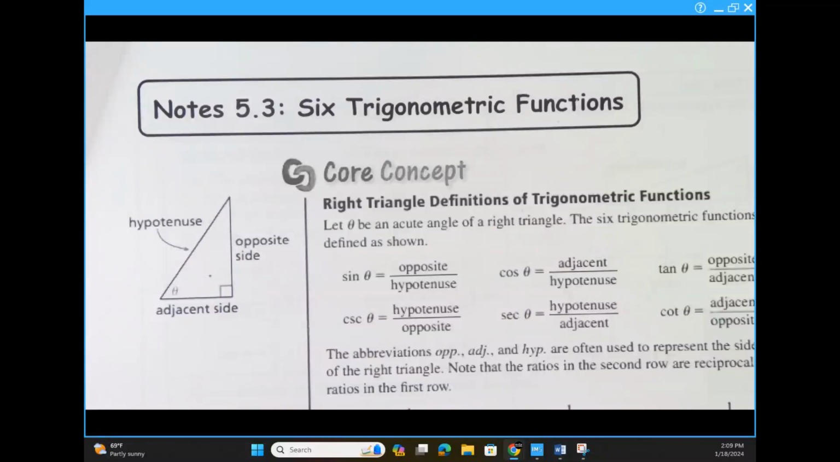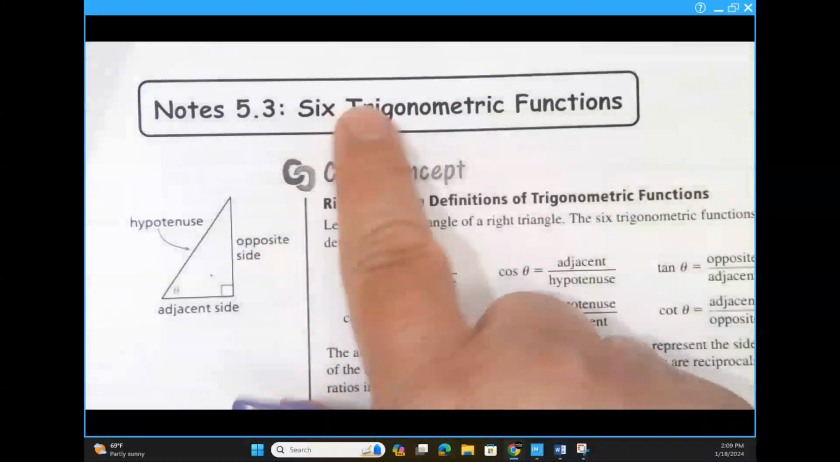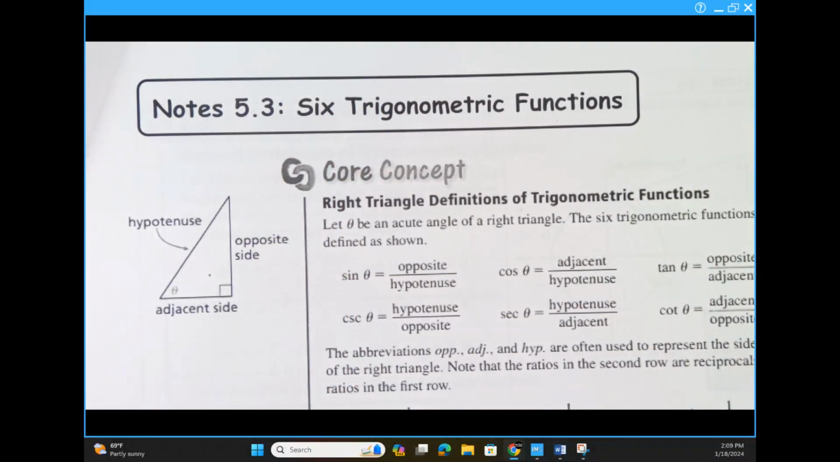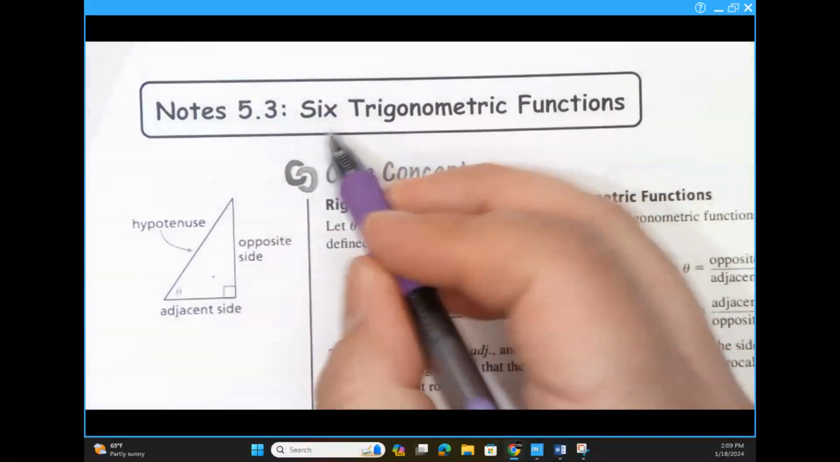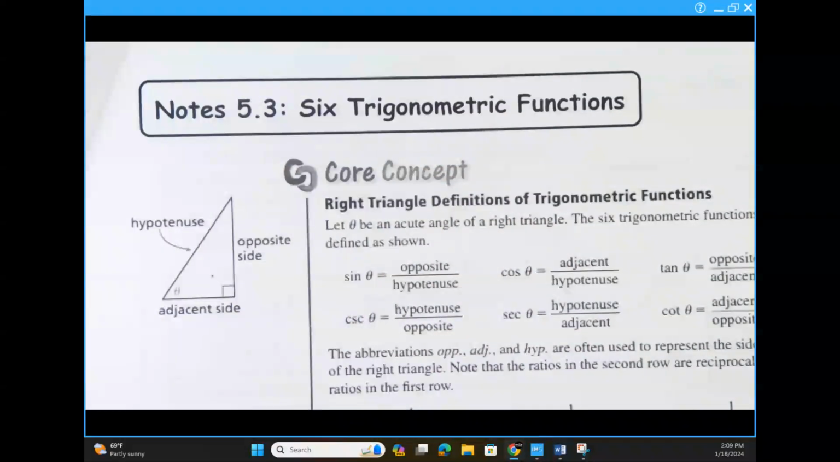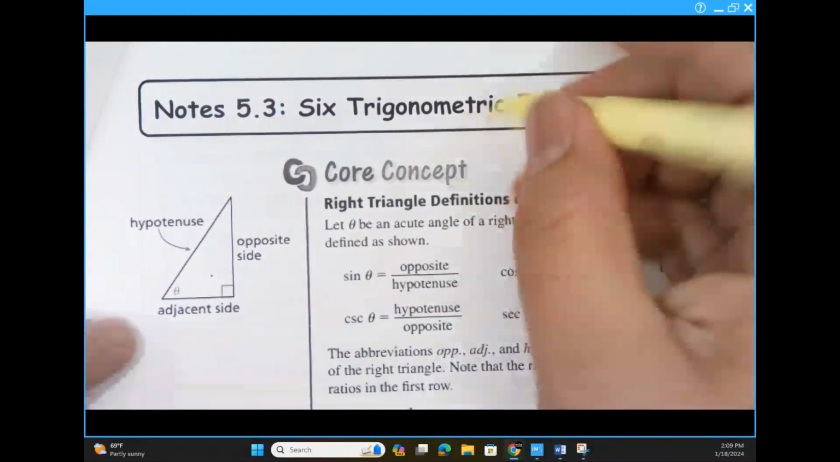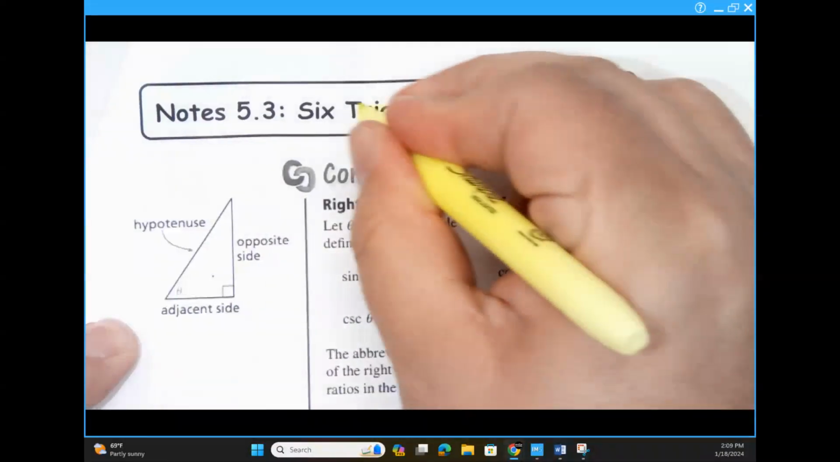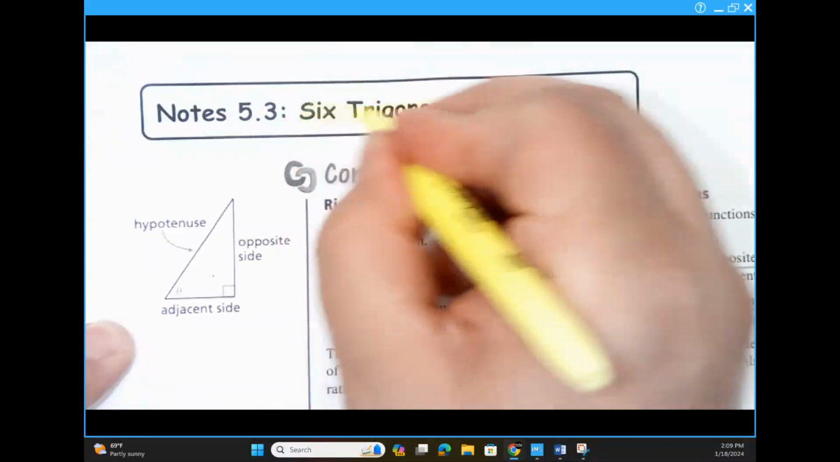All right, welcome everybody. Today we are going to be working on notes 5.3, six trigonometric functions. That is correct. We said six. I know we are so used to the concept of SOHCAHTOA, where we only have three trig functions. Well, there's actually six that exist out there. So we're going to talk about the other three for the very first time.